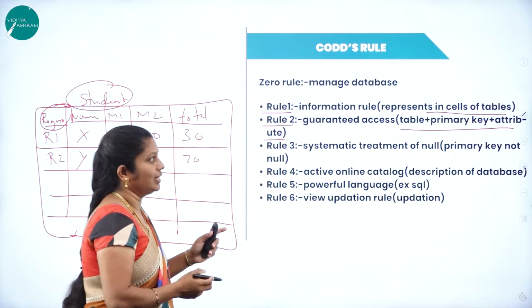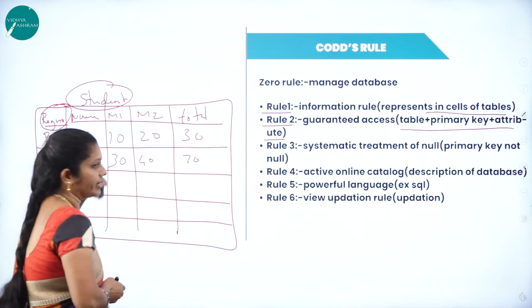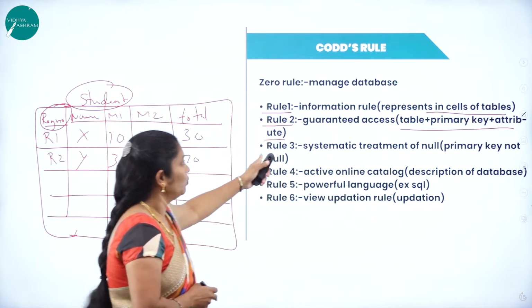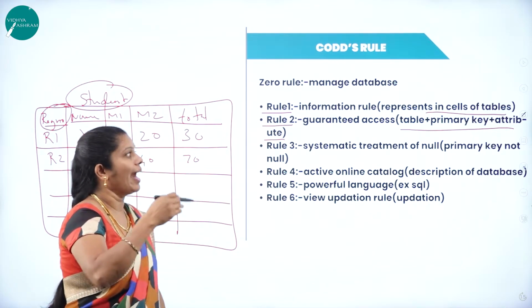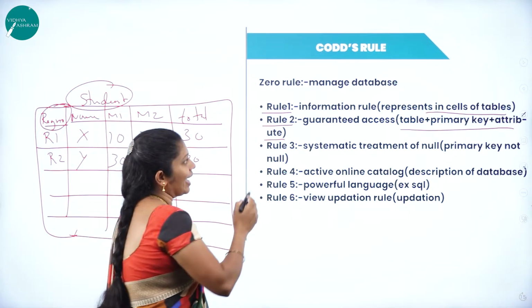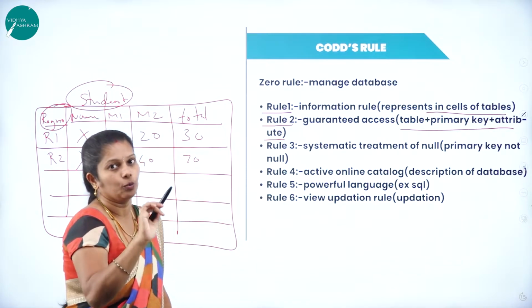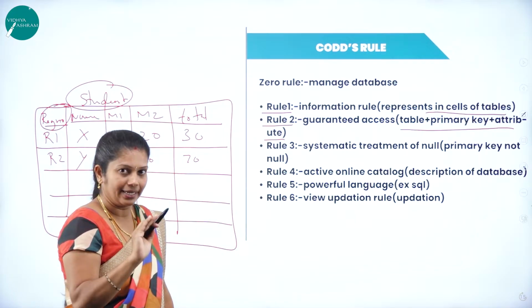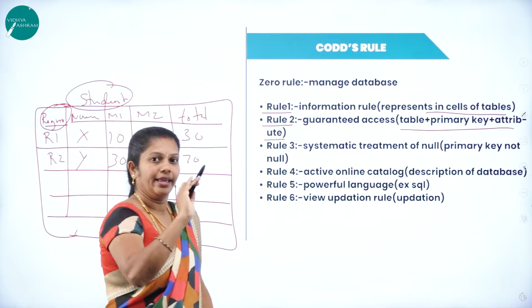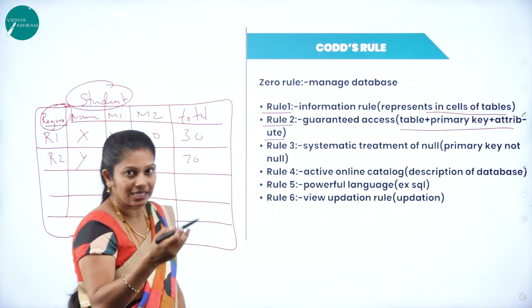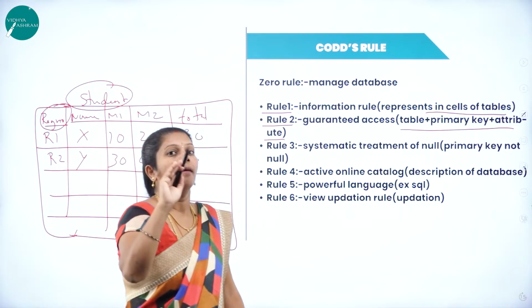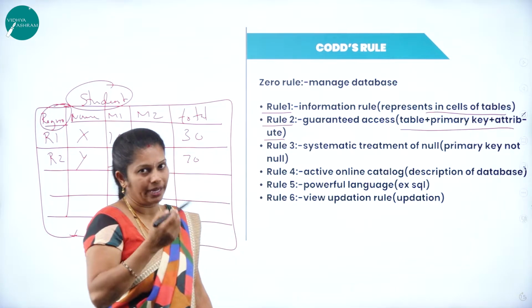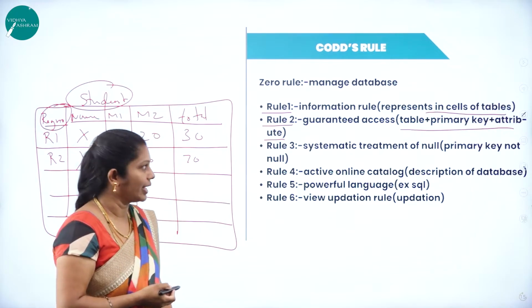If I want to access any record, there must be the table name, then the primary key you have to mention, then which attribute. By that we are able to access. Guaranteed access rule. This is rule 2. Rule 1 says in the format of cells we have to enter the data. Whereas rule 2 says I can guaranteedly access any data by using the table name, the primary key, as well as the attribute. I can access whichever record I want.